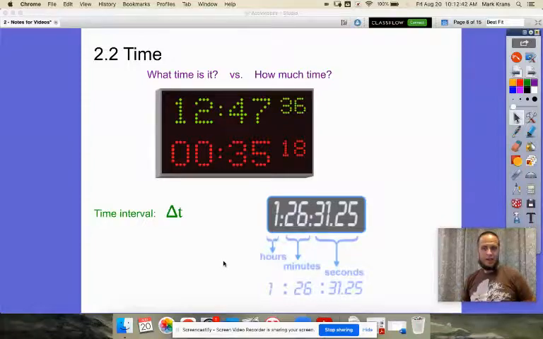All right, let's check out time. Time. When we talk about time, there's two ways we generally talk about it. One is, what time is it? You can see here on my clock, it's actually 10, 12, and 52 seconds. Okay. This says it's 12:47 and 36 seconds. Okay. Or you can measure how much time.